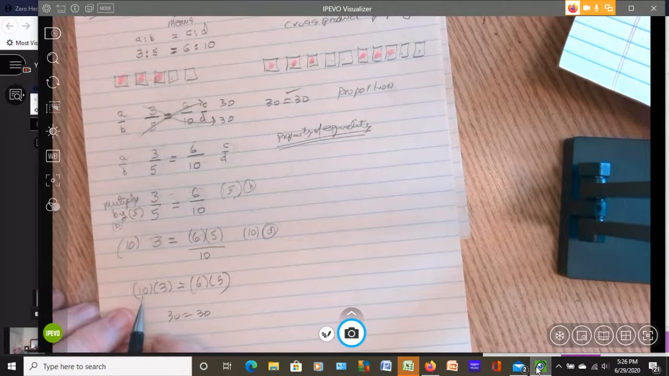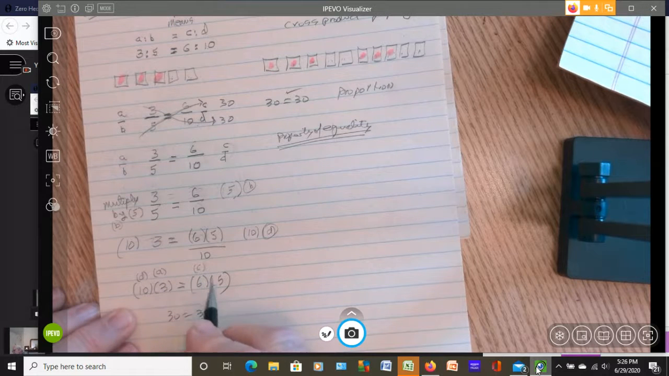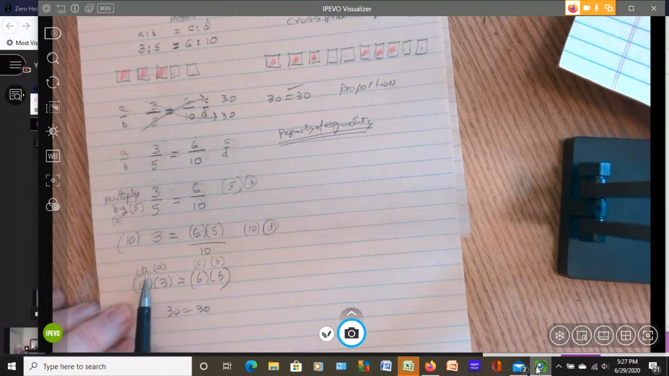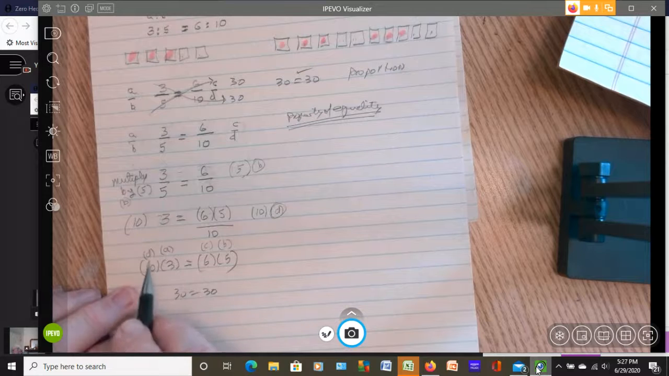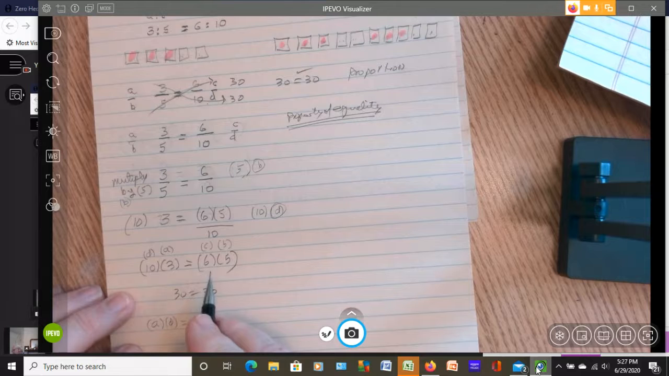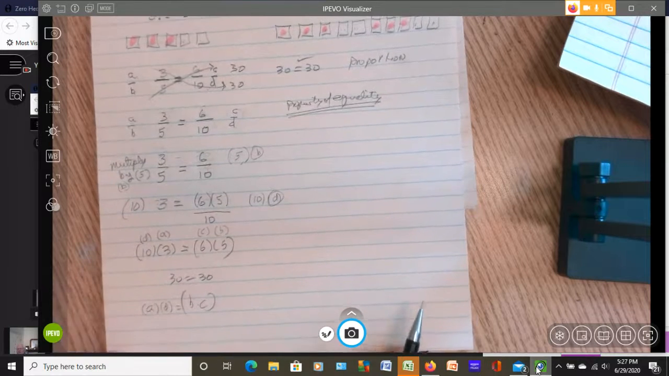But come back with me. Just come back with me. What was 10? 10 was D. What was 3? 3 was A. What was 6? 6 was C. And what was 5? 5 was B, right? So look, what is this? D times A and C times B. Remember now, multiplication is commutative. So D times A is the same thing as A times D, and C times B is the same thing as B times C. I hope that didn't confuse you too much.